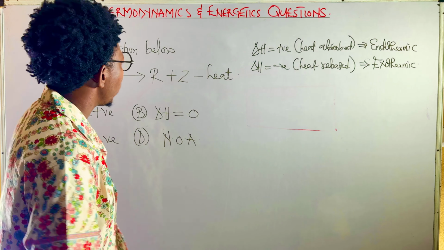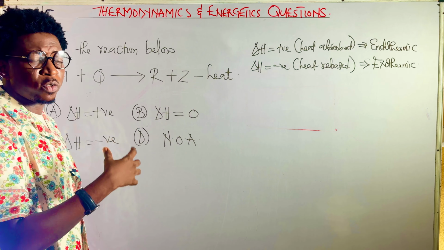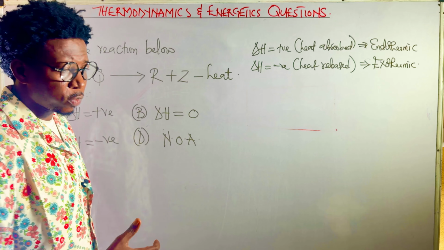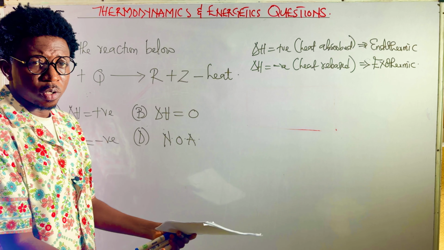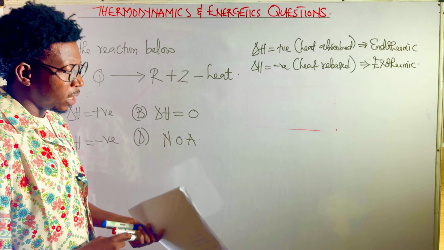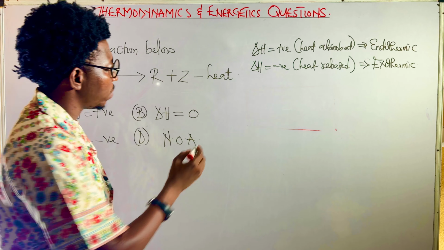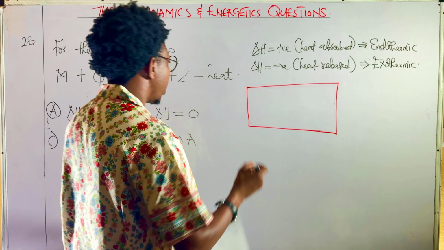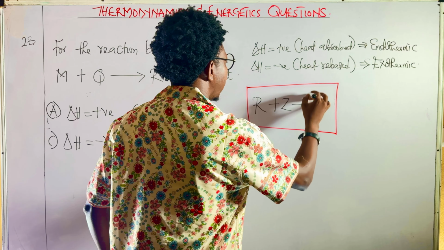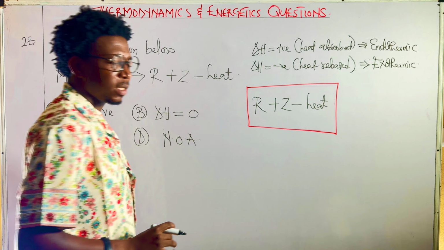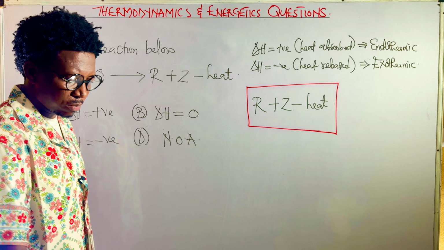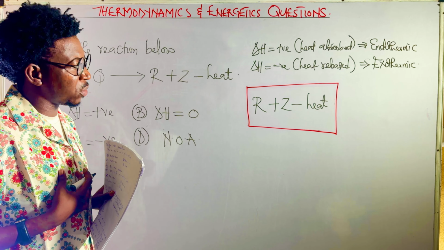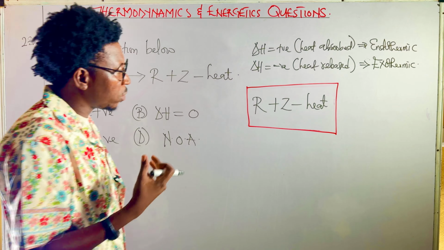Now, for delta H negative, the surrounding will be hot after the reaction because heat is released. To actually know this, we have to look at the product, because we have to know this after the reaction has come into completion. As the reaction comes into completion, what is available to us is the product. So it's from the product we can know if the reaction is exothermic or endothermic. From the product we have R plus Z minus heat. It means that heat is being extracted. Minus heat means heat is being absorbed from the surrounding.